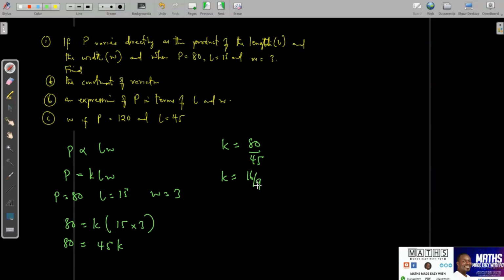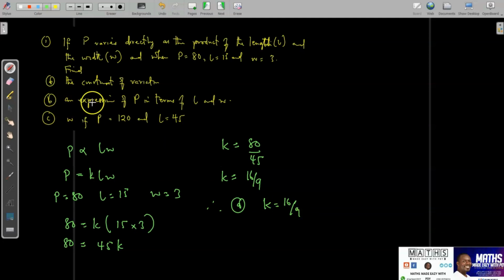I beg of you. So we've gotten our K value. So that is the constant of variation. The A part of the question has been solved. So for A, we have K equal to 16 on 9.